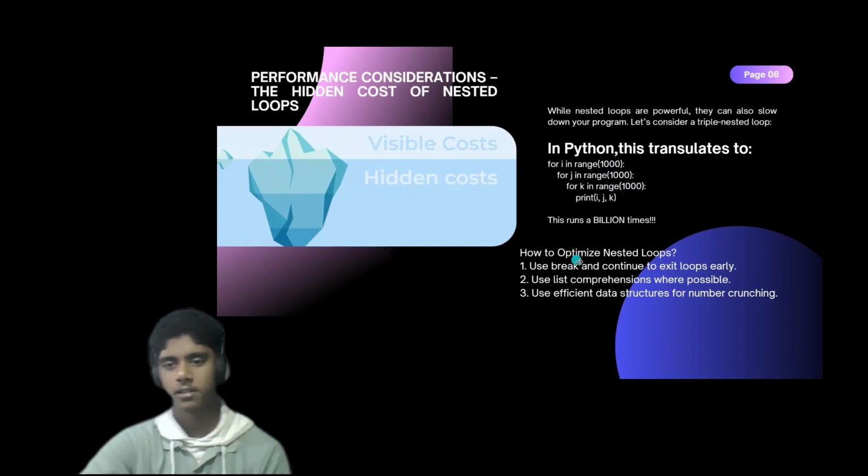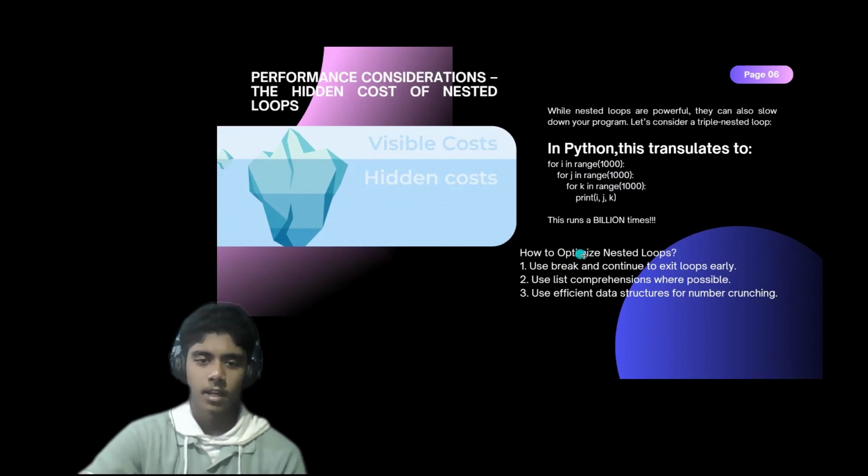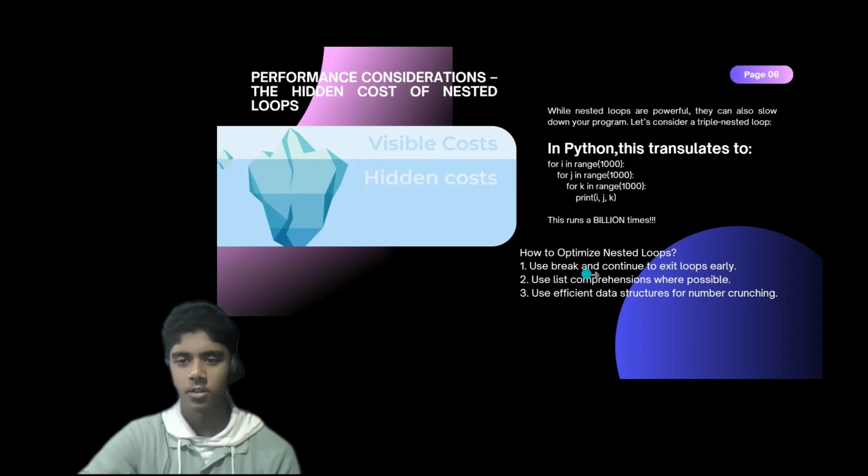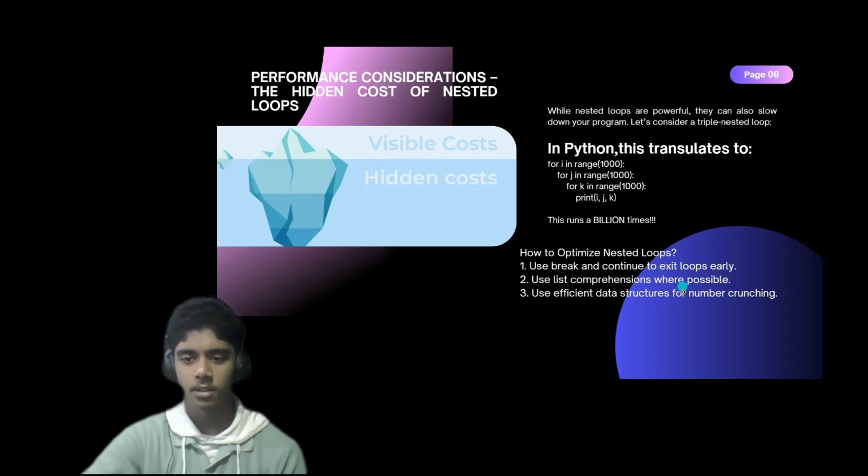Now, how to optimize nested loops? We have three ways to optimize nested loops. We use break and continue statements to exit loops early, use list comprehensions wherever possible, use efficient data structures for now.